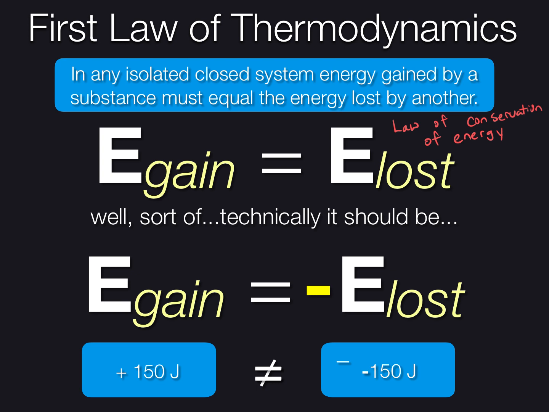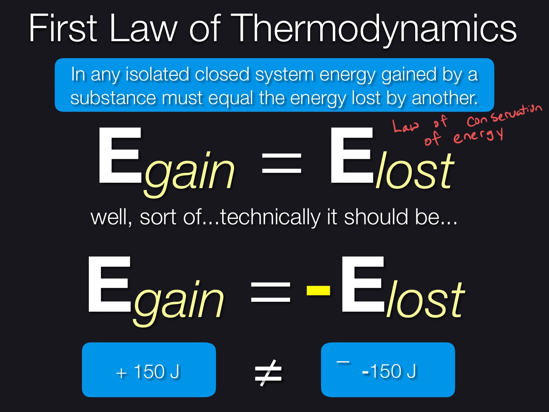But we don't say it's an equal loss, equal gain, because gaining means there's positive energy, but losing actually is a negative value, right? Exothermic: energy lost by the surroundings equals energy gained by the system, where the system is the thing that we're observing, and the surroundings might be the water that the substance is dissolving or reacting in, or maybe it's the air.